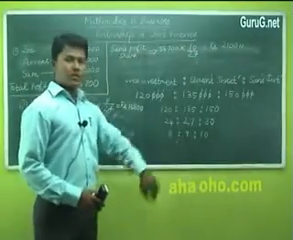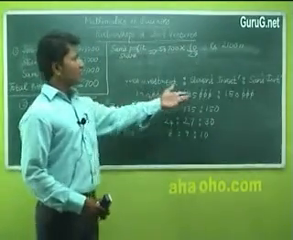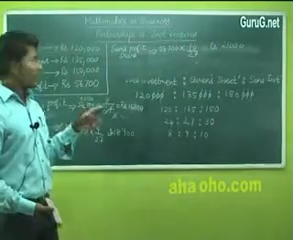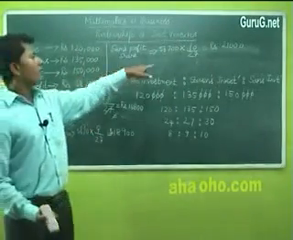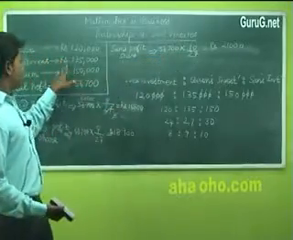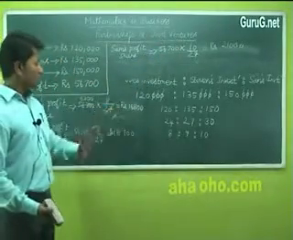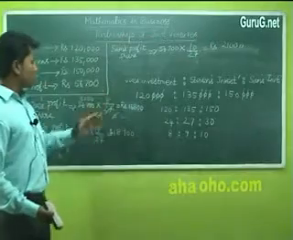8 is to 9 is to 10. So who will have the highest profit? Sam, because Sam has invested the maximum amount of money. So Sam's profit will be the highest. Next will be Stephen's. Next will be Joe's. On adding everything, you should get 56,700.